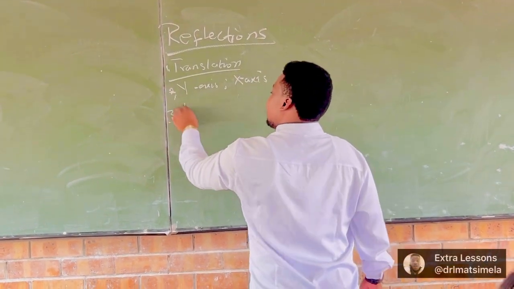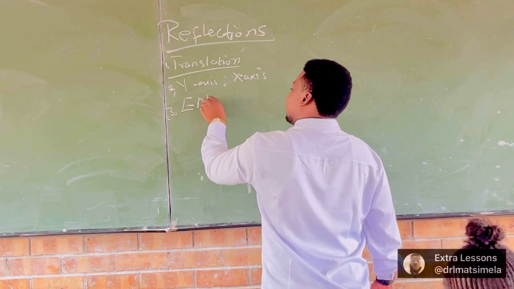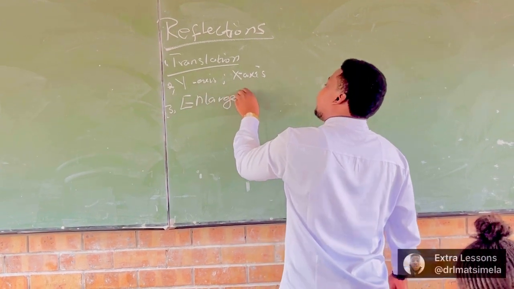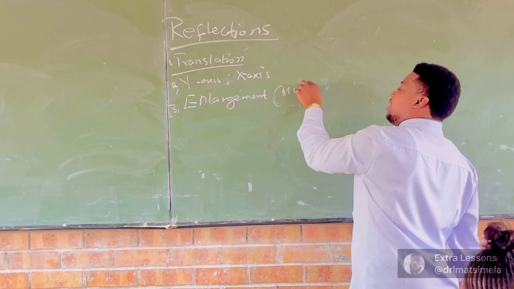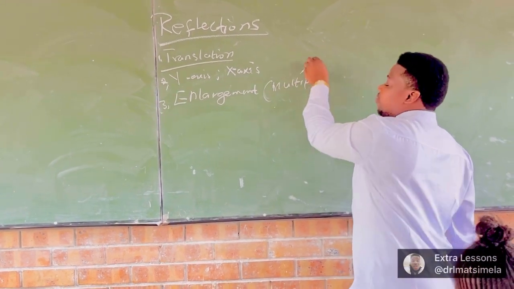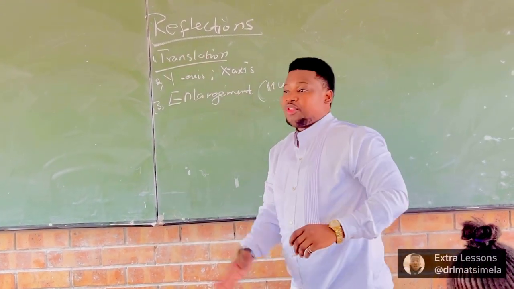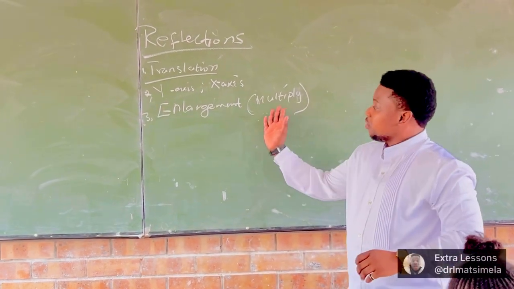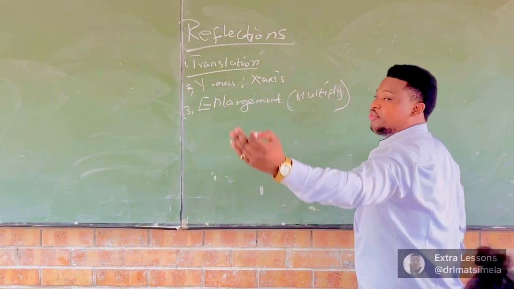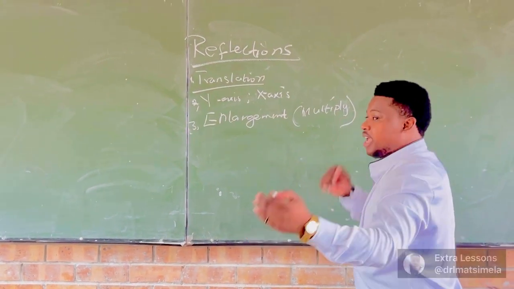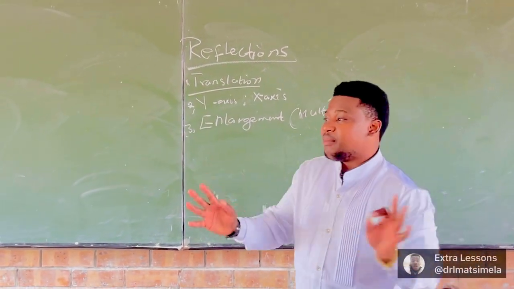with the other one. We call it enlargement. To enlarge means to multiply. In our topic of reflection over the axis, it means to multiply. Now we multiply by a certain value. Are we clear? That value can be any number the examiner can ask you.